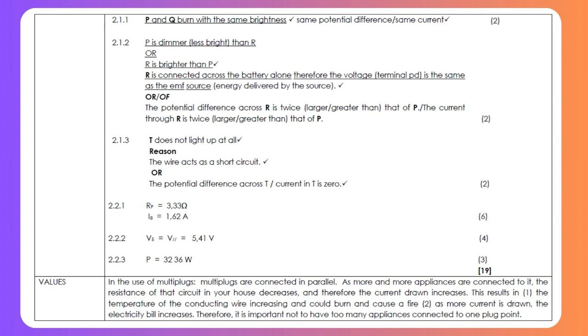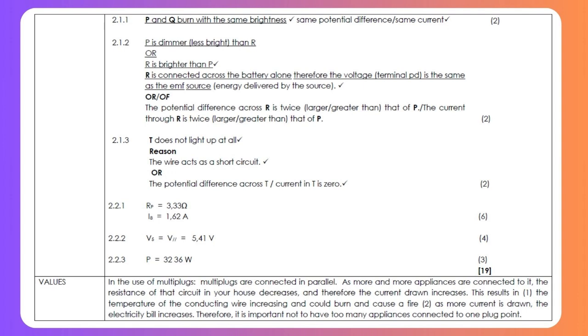2.2.1 Rp equals 3.33 ohms. I of the 8 ohm resistor equals 1.62 A. 2.2.2 V of the 5 ohm resistor equals 5.41 V. 2.2.3 P equals 32.36 W.